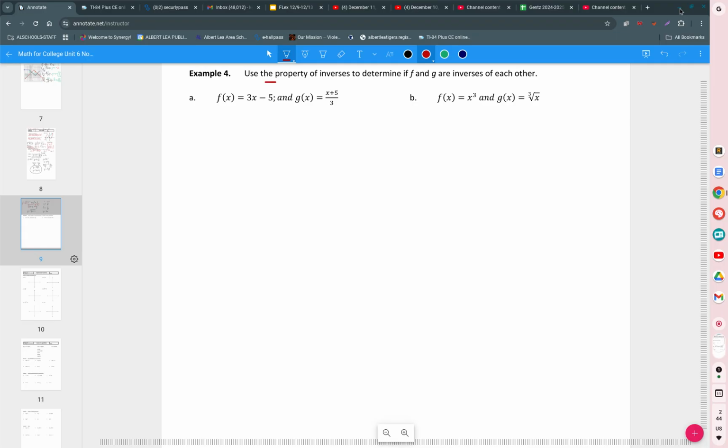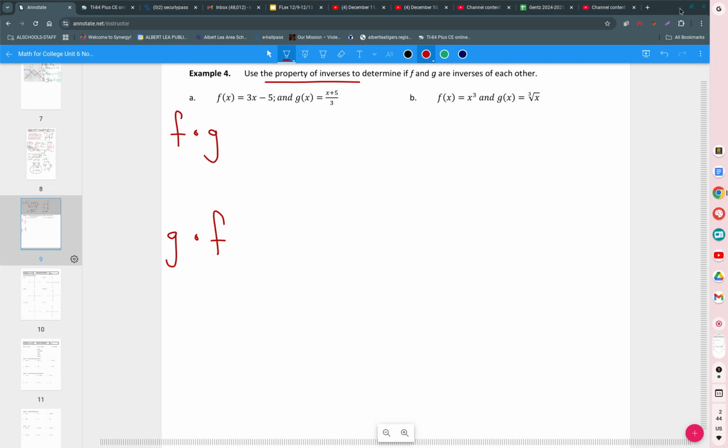It says to use the property of inverses to determine if they are inverses of each other. And that means that we will compose these together: f composed of g and g composed of f. So Caitlin and Claire, this is a little bit of the lesson that we had yesterday, okay?